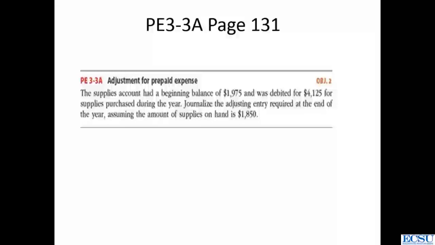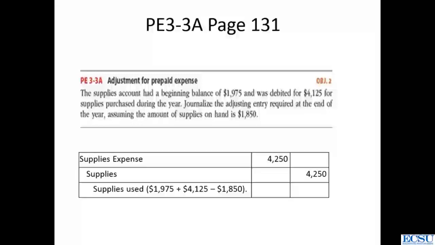And at the end of the period, I took a stock of the supplies and found that supplies at hand are only worth 1,850. So what has happened to the difference in the two amounts? 6,100 minus 1,850 is 4,250. That is the amount of supplies that I have used.